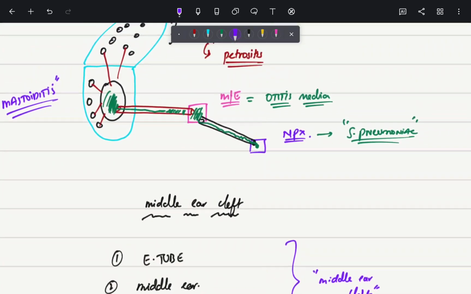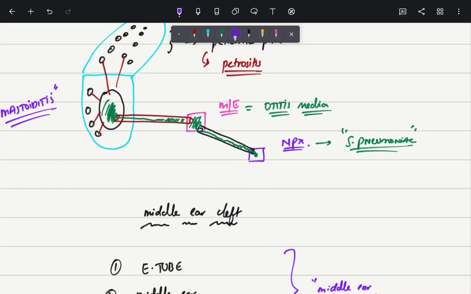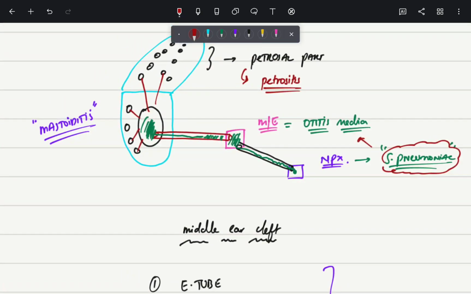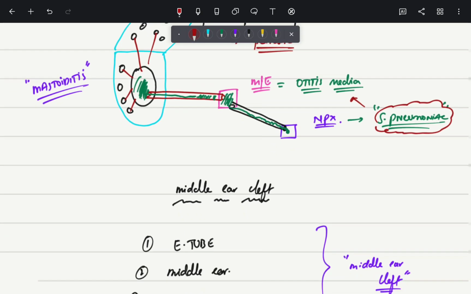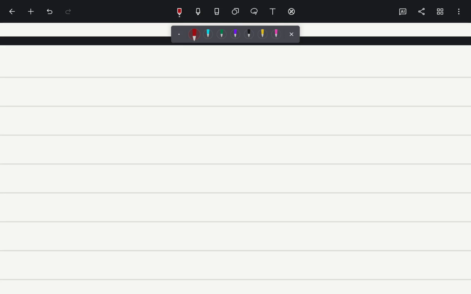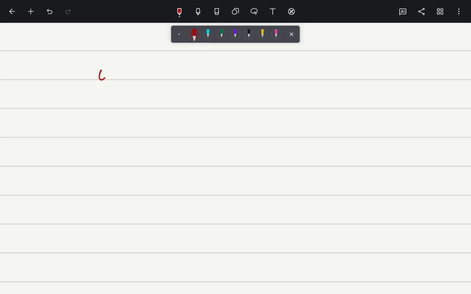So in acute suppurative otitis media, there is nasopharyngeal infection by Streptococcus pneumoniae, and this is spreading to your middle ear, and from the middle ear it is infecting the antrum, and from the antrum it is going to the temporal bone, especially the petrous part. Okay, so how would the ear examination look like in this patient?